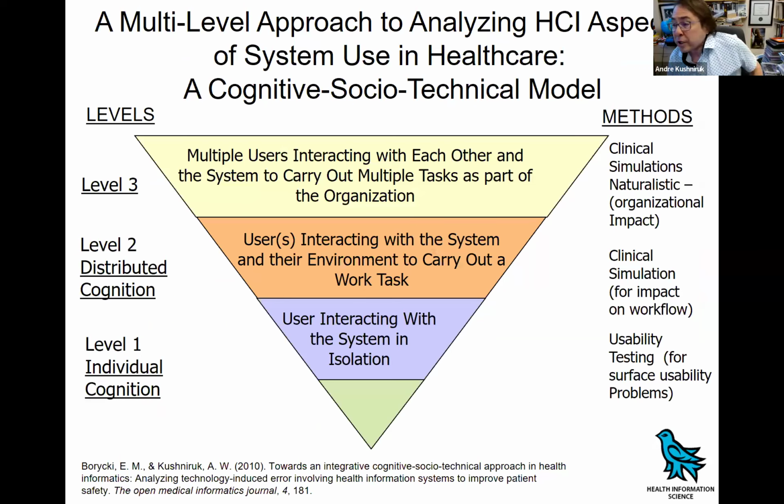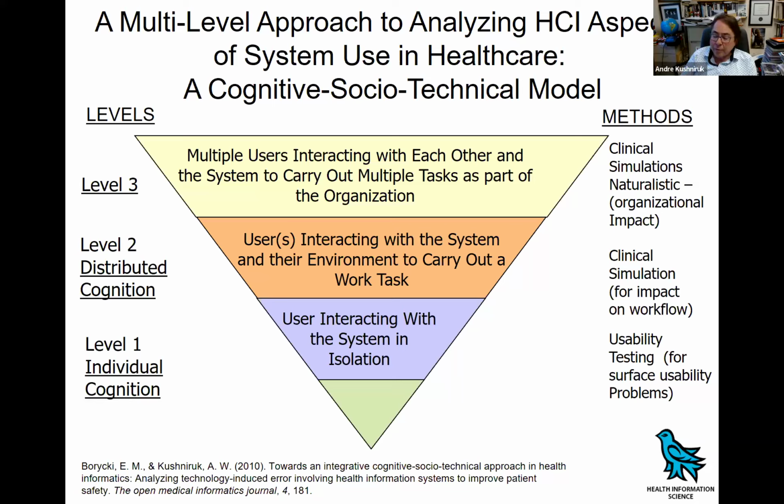So in doing a lot of my work, it falls into a kind of framework I've developed with my colleague Elizabeth Borycki that we call a cognitive socio-technical model for human factors. And this has been actually a very practical model that evolved out of doing consulting work, where we were interested in how to optimize clinical information systems. And so we define 3 levels.